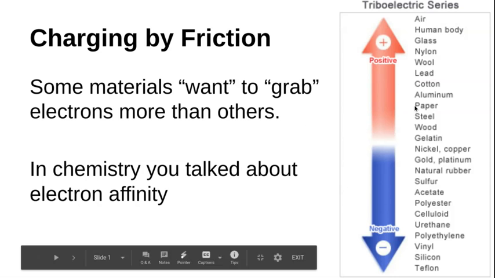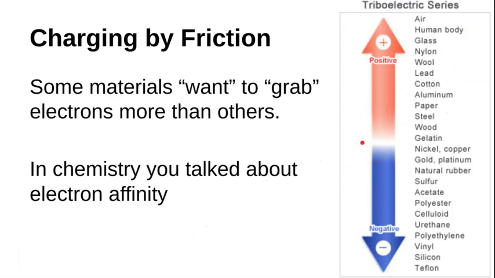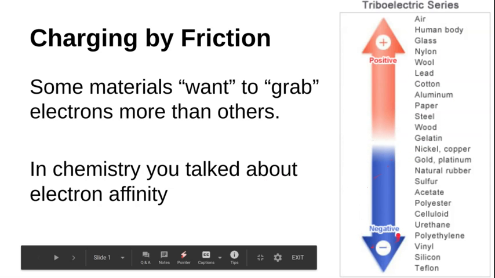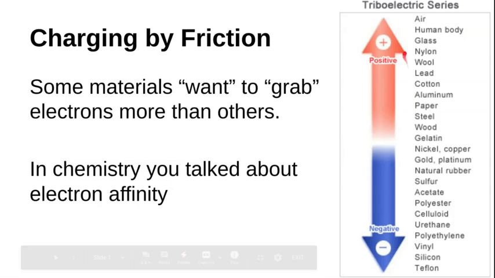Sometimes you'll see this chart flipped. I sort of have it highlighted. Let me get my laser pointer out here. Sometimes you'll see this chart flipped or written sideways. It doesn't really matter. They'll always have it labeled. Down here where it says negative, these guys are more likely to grab an electron. And up here where these say positive, these guys are more likely to lose the electron.